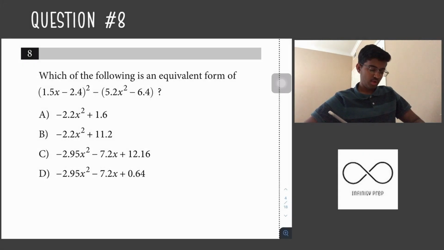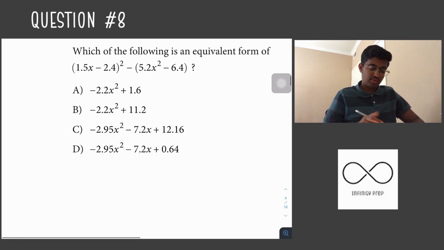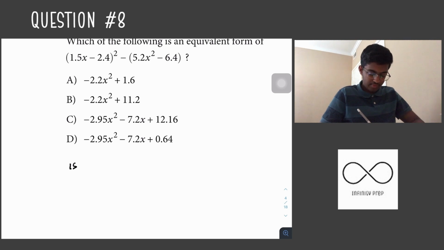Question number 8. Which of the following is an equivalent form of (1.5x minus 2.4) squared minus (5.2x squared minus 6.4)? What we have to do is combine the expression in the first parentheses with the expression in the second parentheses. To do this, we first have to distribute the squared right here, or apply the squared on the 1.5x minus 2.4. So to do that, we would do (1.5x minus 2.4) times (1.5x minus 2.4).